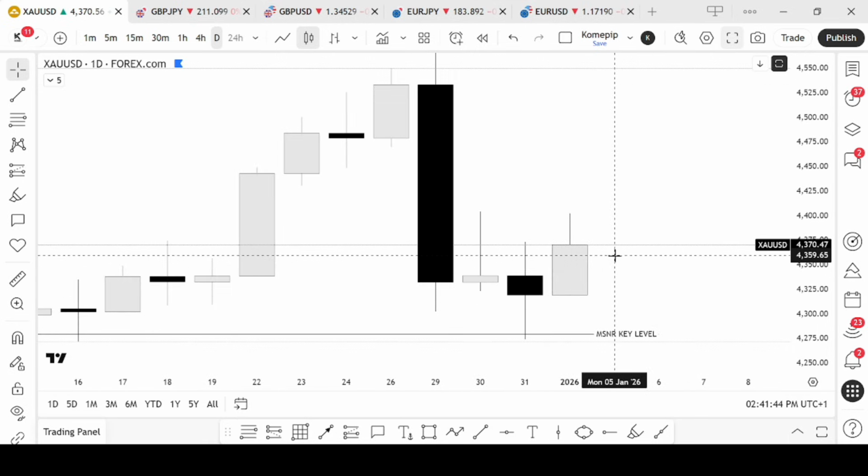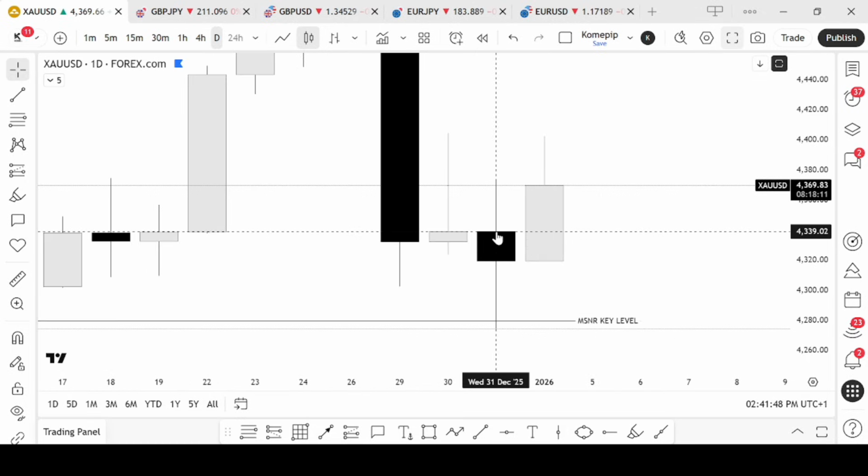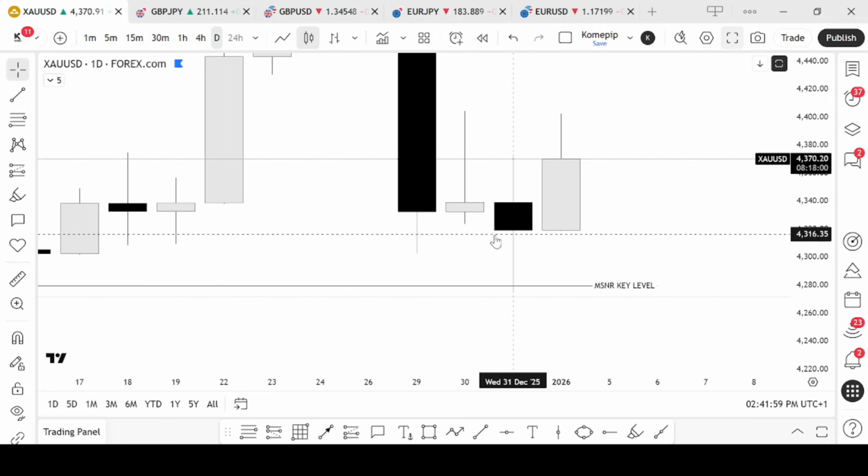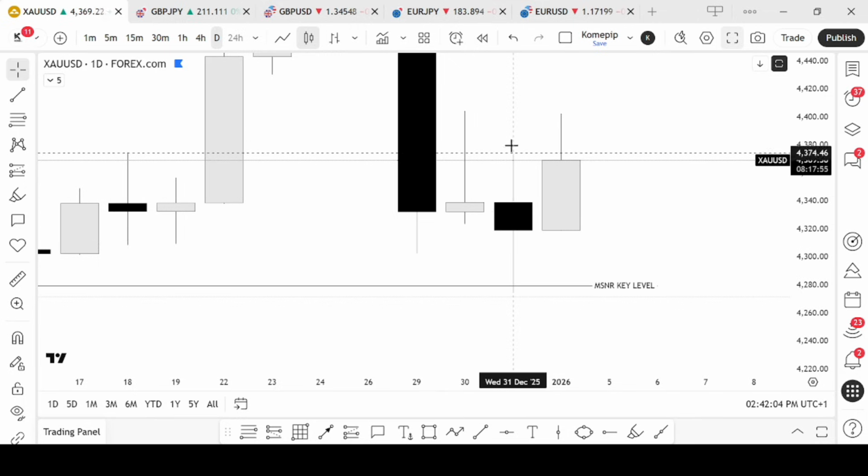Let me show you or teach you something. See this candle. You see how long this wick is. Because this wick is long, what is the probability that price will expand massively to the downside on this day? The probability is not that high. Why? Because it has a large wick.